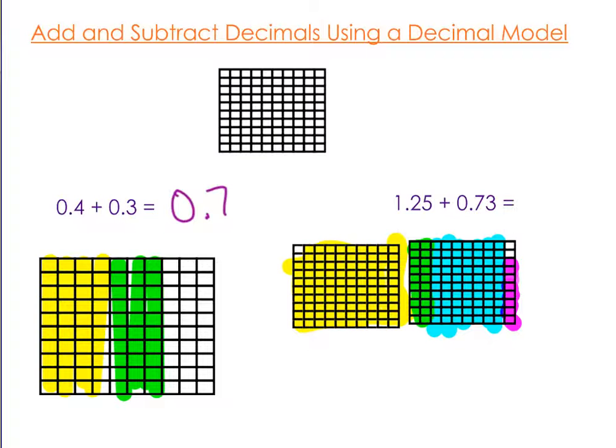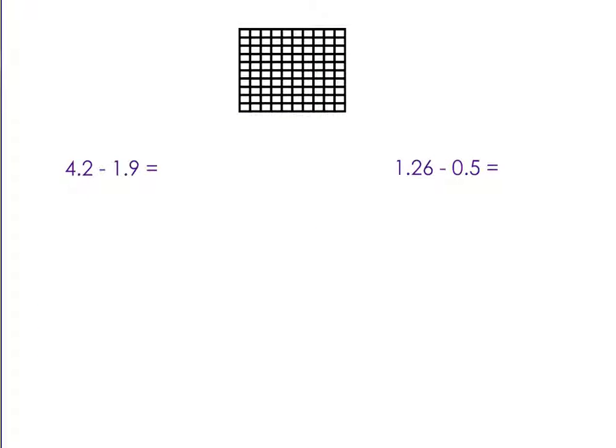So what I have now as my final answer is one whole one, and there are 9 complete rows, so that'll be 9/10, and then there are 8 little squares, so that'll be 8/100. So 1 and 98/100. Okay, now let's move on to subtracting with decimal models.